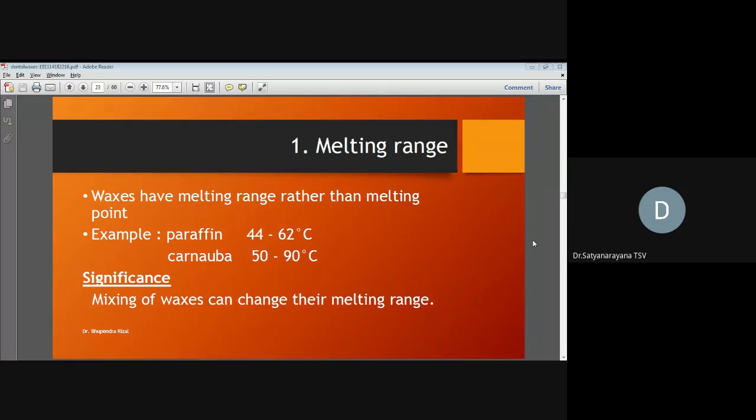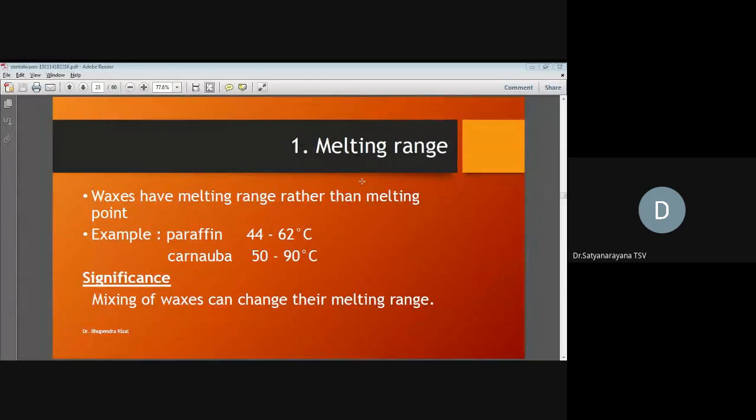What is the melting range? Waxes have a melting range rather than a melting point. That means they have a degree of variation instead of a single melting point. At one point, it is not going to melt. It is going to melt from 44 to 62 degrees for your paraffin, and for your carnauba, it is from 50 to 90 degrees centigrade. What is the significance? Mixing of waxes can change their melting range. That is what we do. Okay.